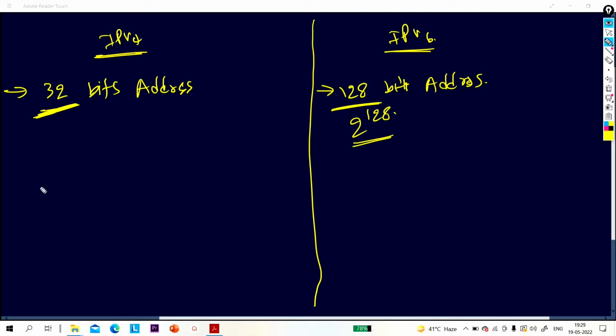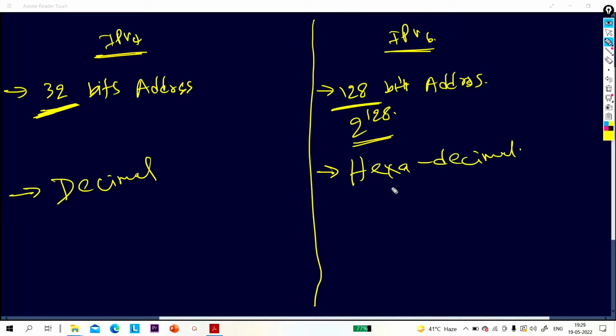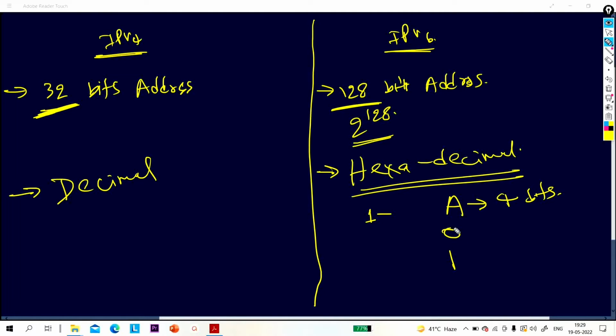Now the second difference is that we represent IPv4 address in dotted decimal, but we represent IPv6 in hexadecimal. We will discuss hexadecimal as well. But here one character of hexadecimal consists of 4 bits, like A or 0 or 1. Each hexadecimal character carries 4 bits, right? So how many characters will be there in IPv6? That will be 128 divided by 4, because each hexadecimal character consists of 4 bits. So you will get 32. So we will use 32 hexadecimal characters in IPv6.